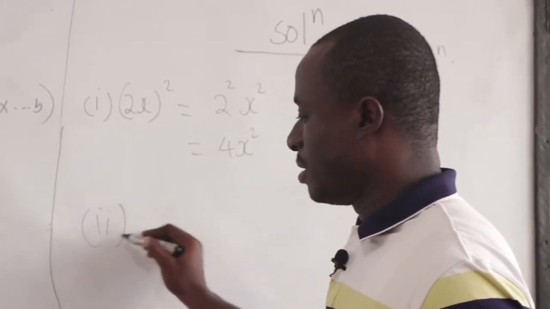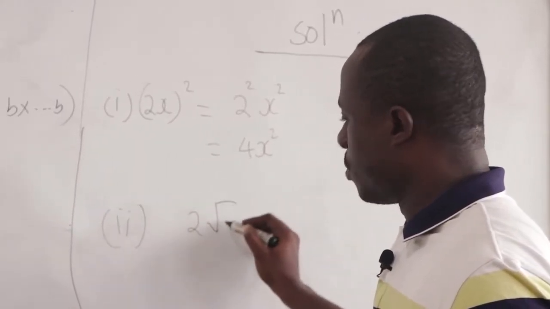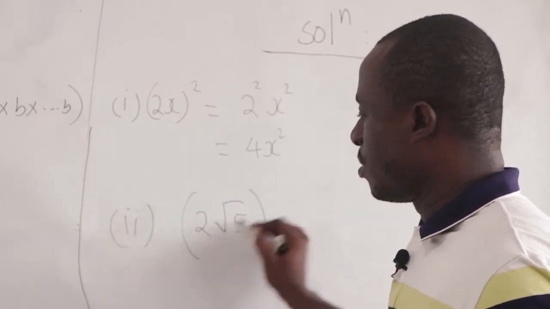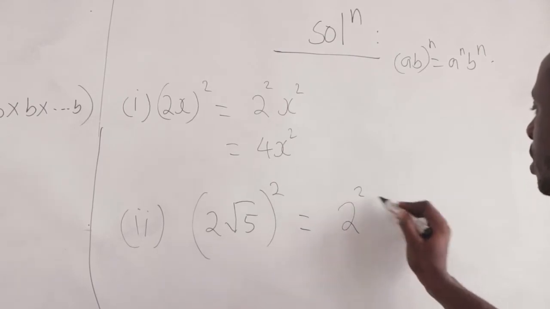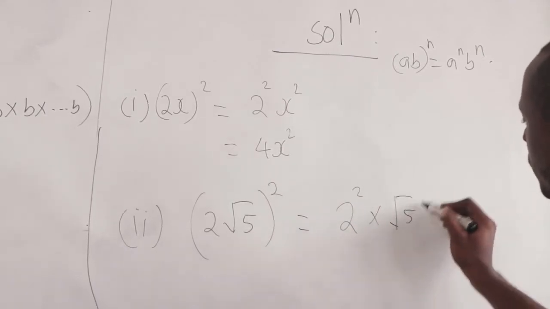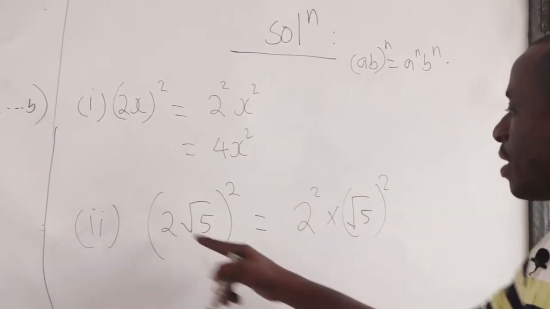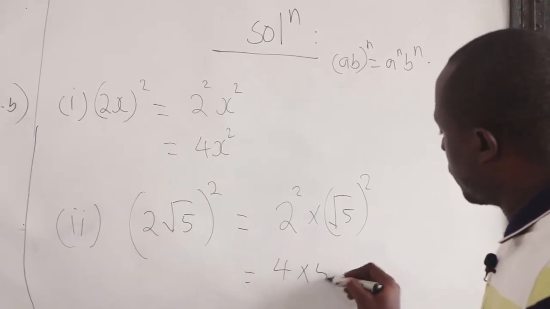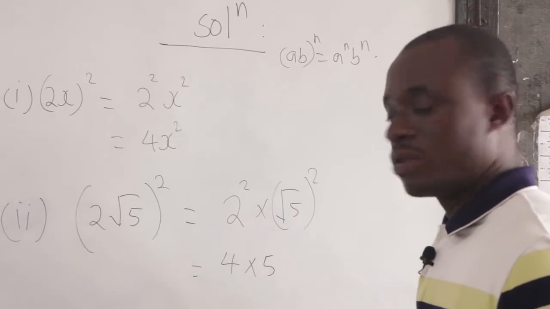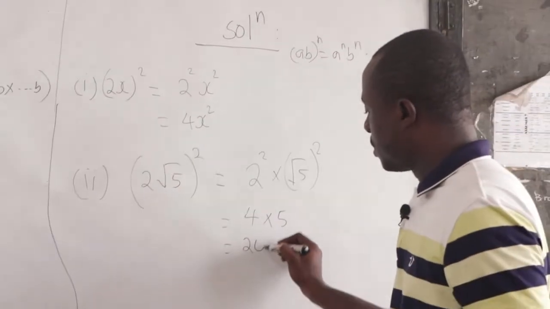Now let's see the second one. We have 2 root 5, all to the power 2. So here, the same way, that is 2 squared times root 5, all squared. Now this 2 is multiplying the root 5. So this is 4 times 5, because root 5 squared is 5. And 4 times 5, this is 20.